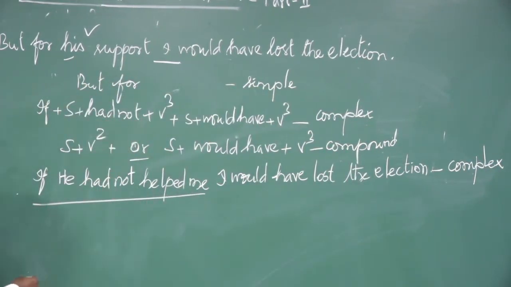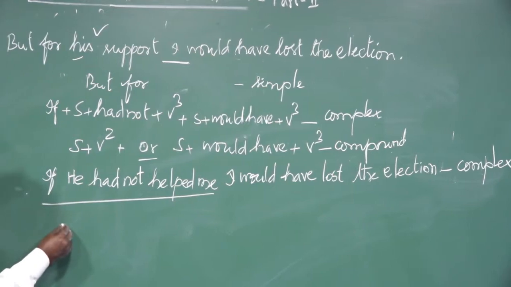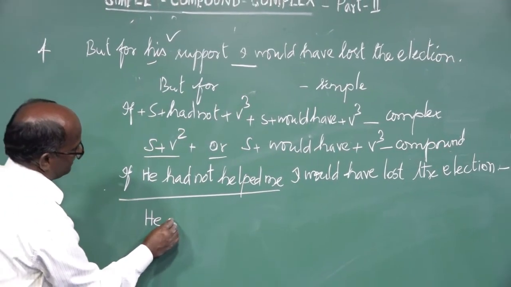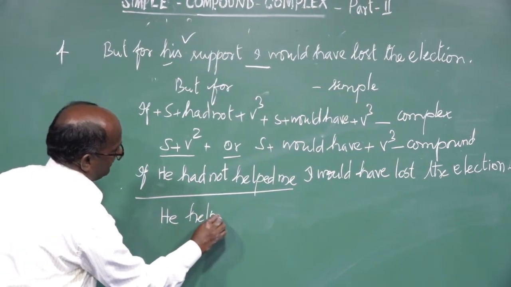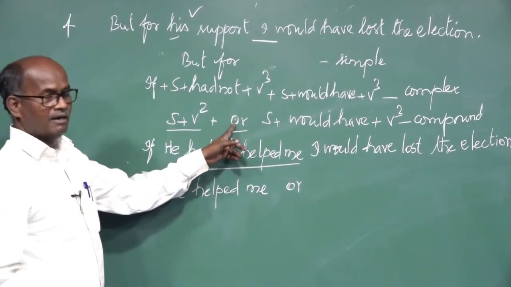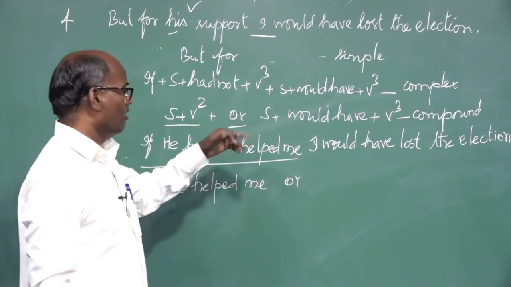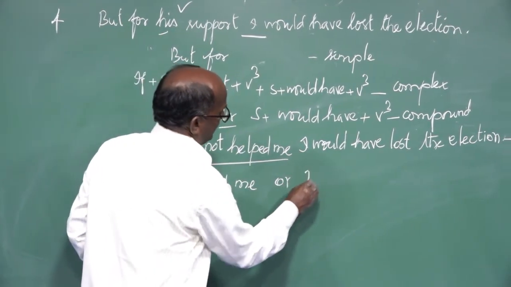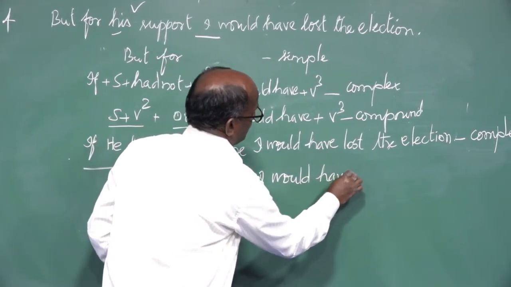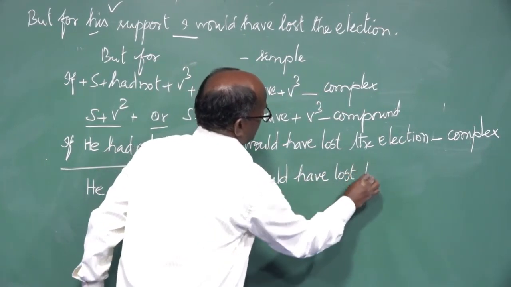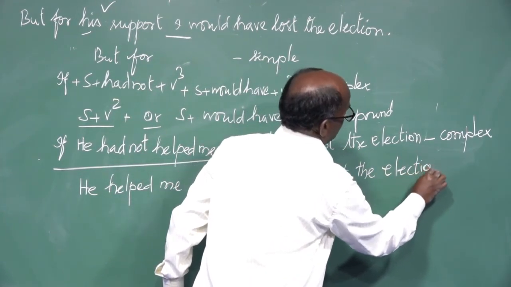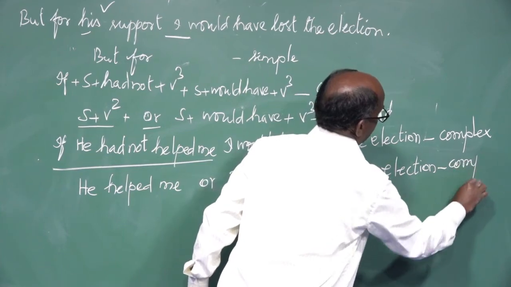Then we will go to compound. He helped me. That is according to the formula, subject plus verb second form. He helped me, or otherwise, or else I would have lost the election. This is compound.